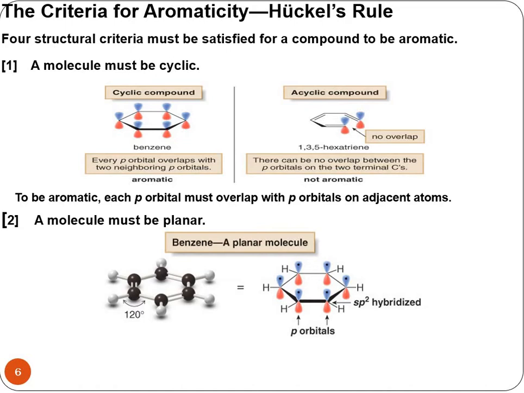To be aromatic, each p orbital must overlap with the p orbitals on the adjacent atoms. Now, a molecule must be planar. Benzene is a planar molecule. Look here at the bond angles, 120 degrees, sp2 hybridized, and the p orbitals you can see.